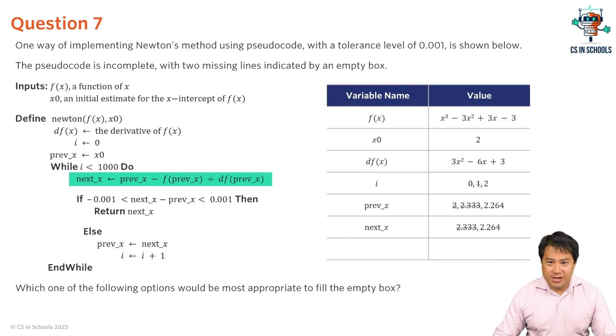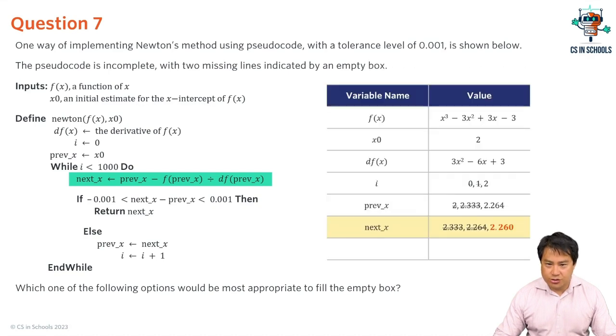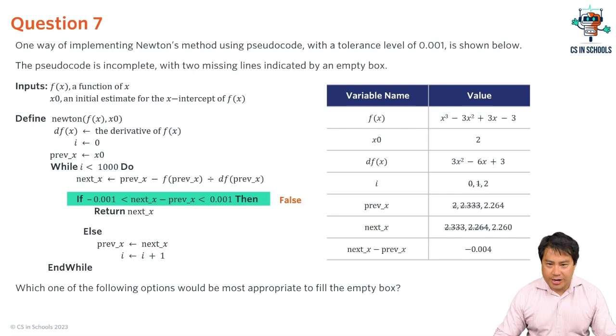So let's go the third time. Here's our previous x, 2.264. Let's evaluate our function at that point and then draw the straight line graph and find out where it intersects our x-axis. We find it's 2.260. So there it is, x is 2.260. Let's reevaluate our gap. The gap is still not within our tolerance level. It's negative 0.004, and that's false in terms of falling within our tolerance level. So it's still not good enough.